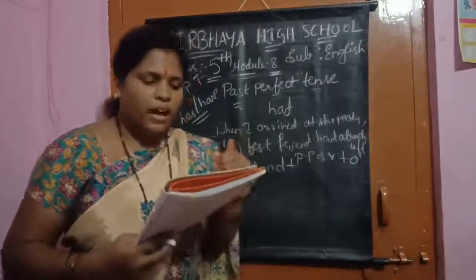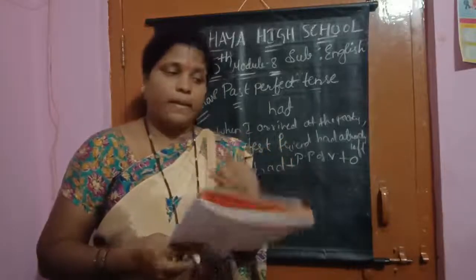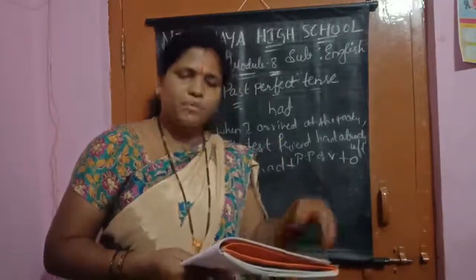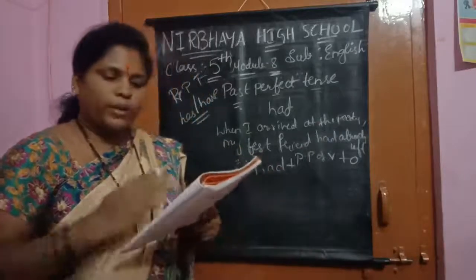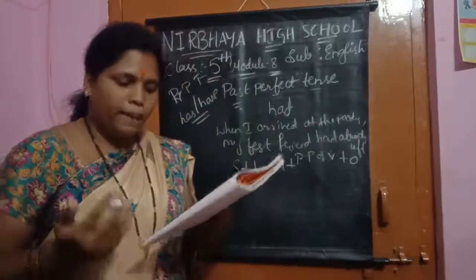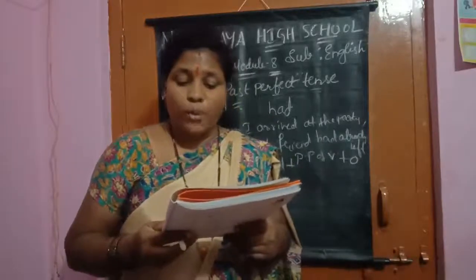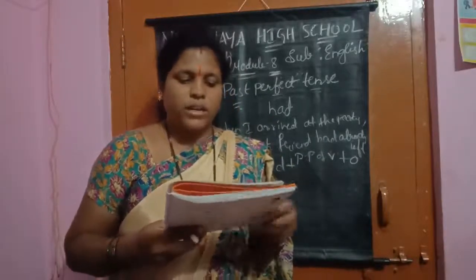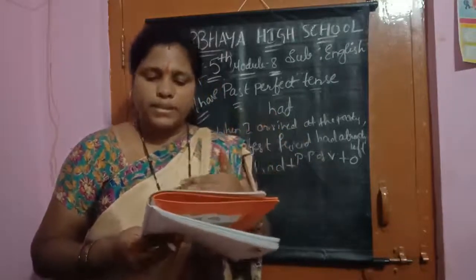See here, Kanta had left the house when her brother broke the cup. When the brother broke the cup, by that time she had left the house. Understood, children? See here, earlier event in the past, later event in the past. Here, I had already finished my dinner when the guest arrived. Earlier event in the past, later event in the past.